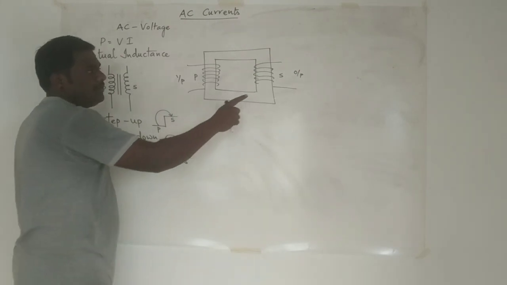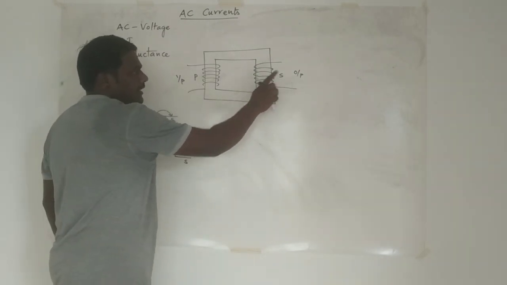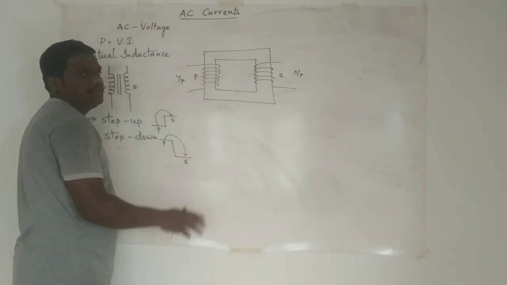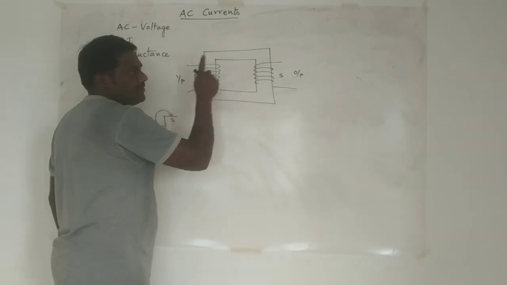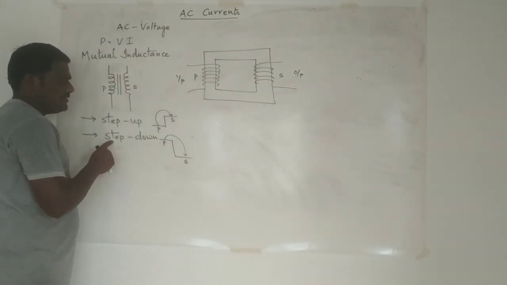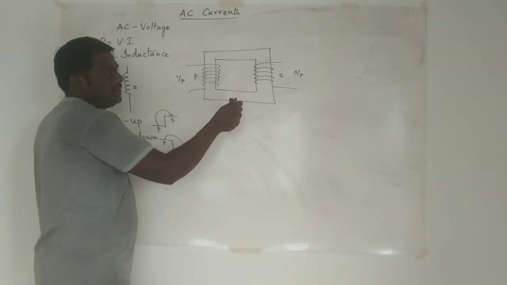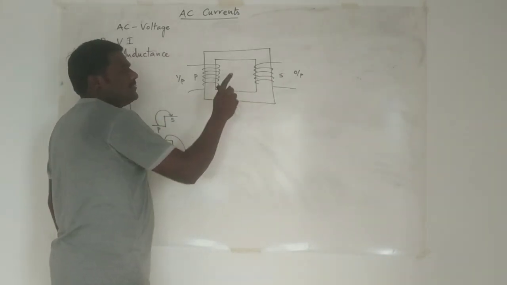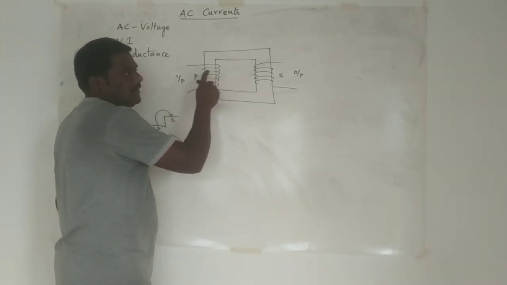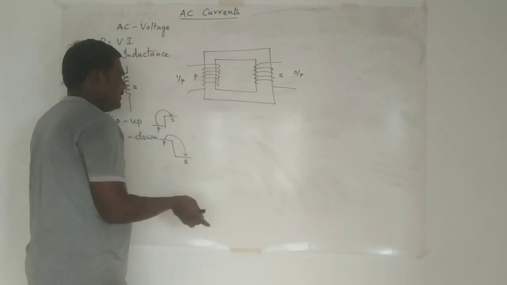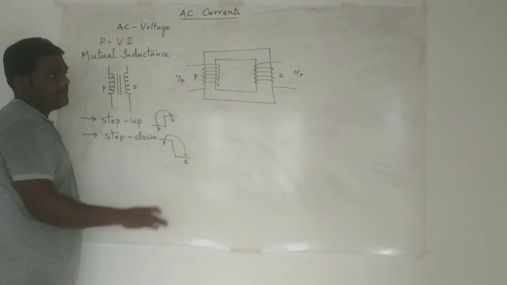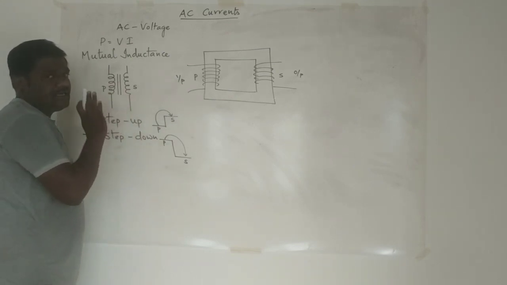So here if you require low output voltage, simple, decrease the number of turns so that compared to the input voltage, output voltage will be less. Then the transformer is treated as step down. If you want more output voltage, simple, increase the number of turns. Then compared to the input voltage, output voltage will be more. Then that is called a step up transformer. So hope you understood the concept of the transformer.